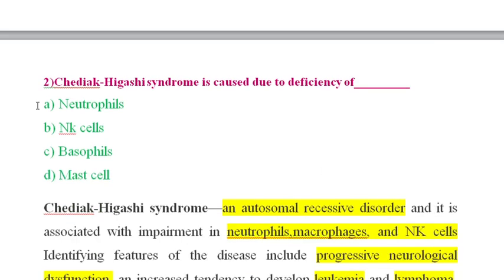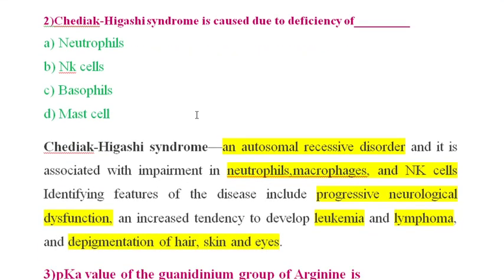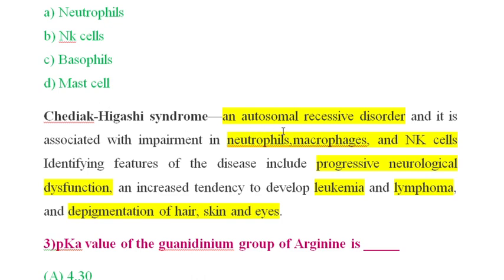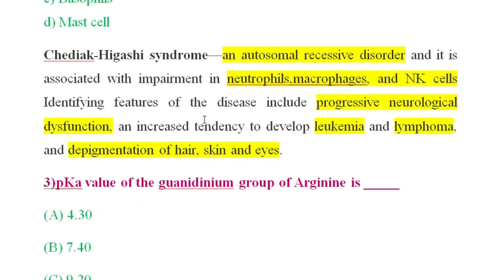sleeping sickness. Okay. So the second question is that Chediak-Higashi syndrome is caused due to deficiency of neutrophils and NK cells, because this syndrome is an autosomal recessive disorder and it is associated with impairment of neutrophils, macrophages and natural killer cells. The identifying features of this disease include progressive neurological dysfunction, and the person will also have an increased tendency to develop leukemia and lymphoma, and there will be depigmentation of hair, skin and eye. The pigment present in the hair, skin and eye will be lost.